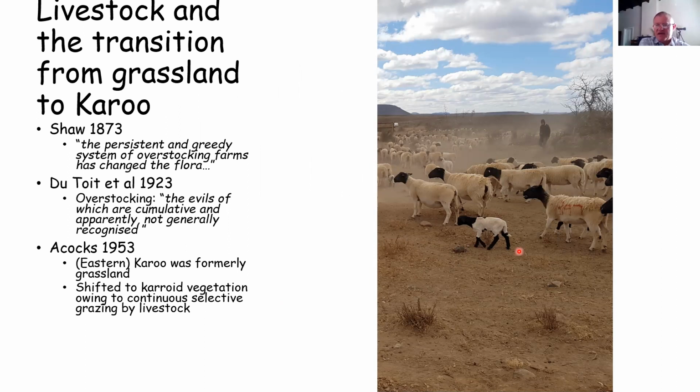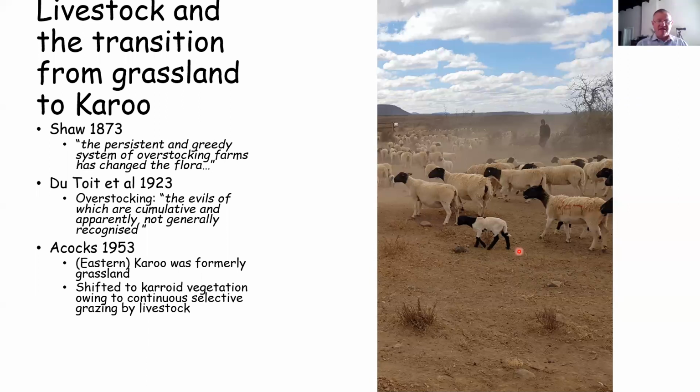The effect of animals was recognized early on. Shaw in 1873 talked about the persistent and greedy system of overstocking farms having changed the flora, and he presented this back in England after a visit to South Africa. Toit, in the final report of the Drought Investigation Committee of 1923, talked about overstocking, the evils of which are cumulative and apparently not generally recognized.